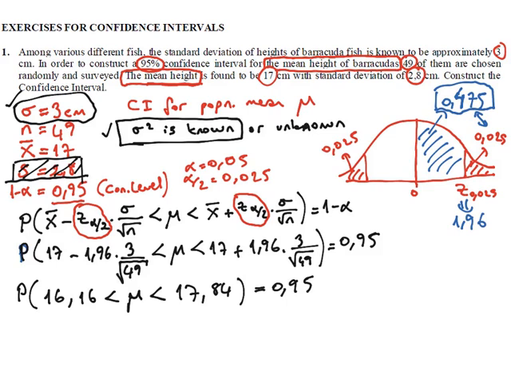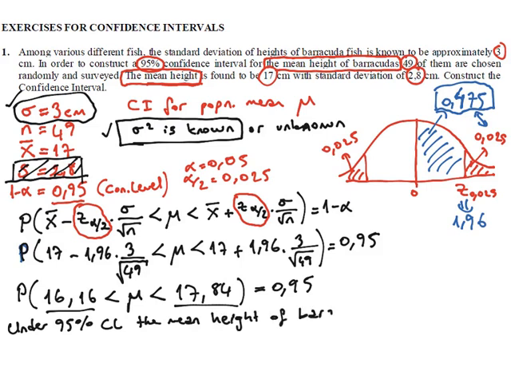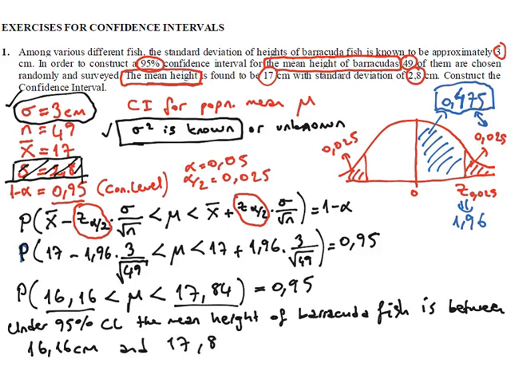What does these values mean? We can say that under 95% confidence level, the mean height of barracuda fish is between 16.16 centimeters and 17.84 centimeters. So the question is finished.